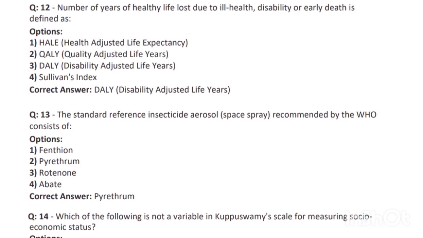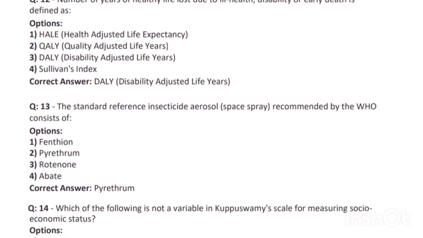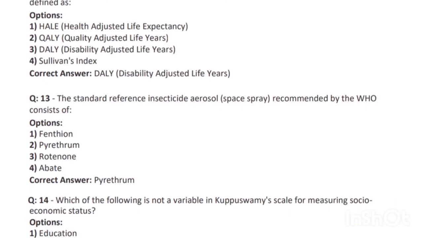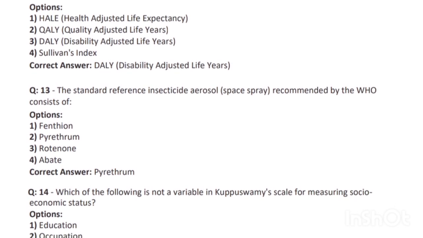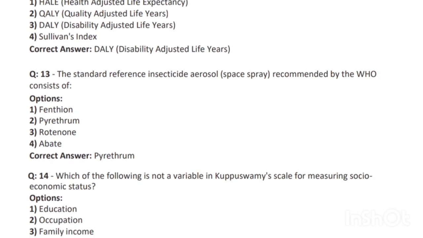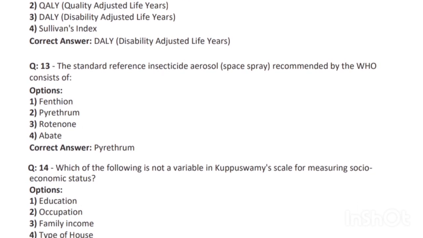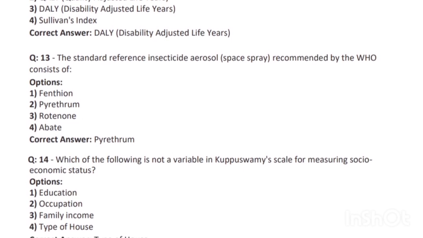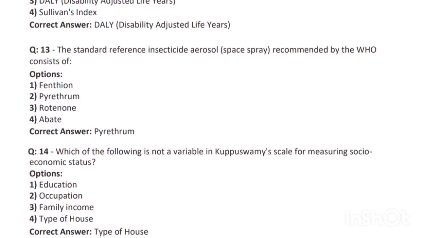Question number 13. The standard reference insecticide aerosol recommended by the WHO consists of: pentane, pyrethrum, rotenone, apate. So the correct answer is pyrethrum.